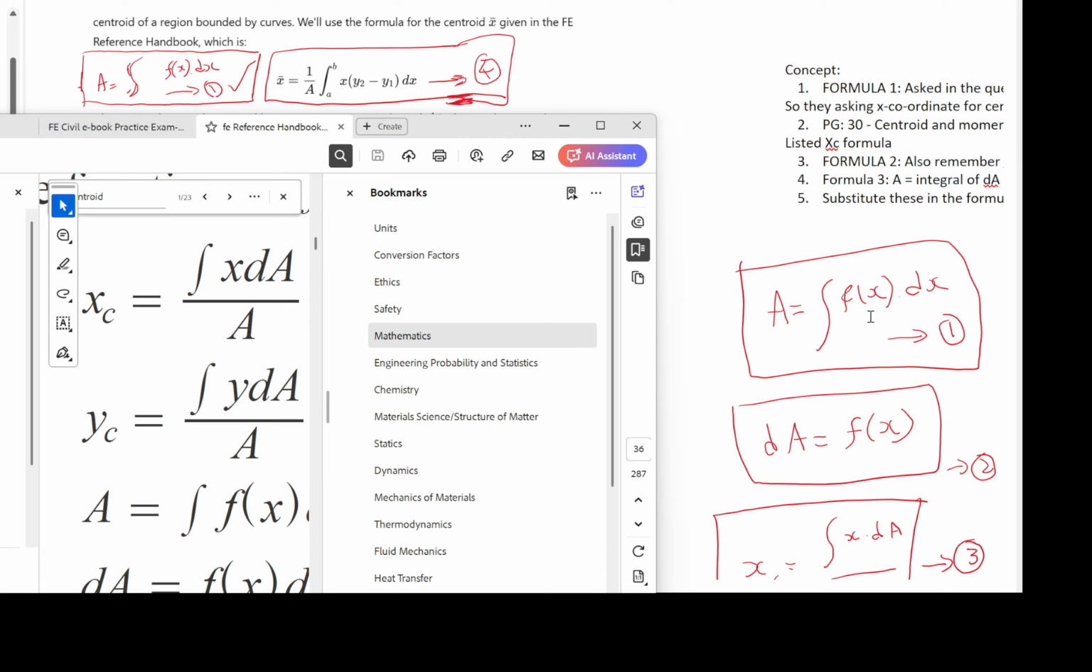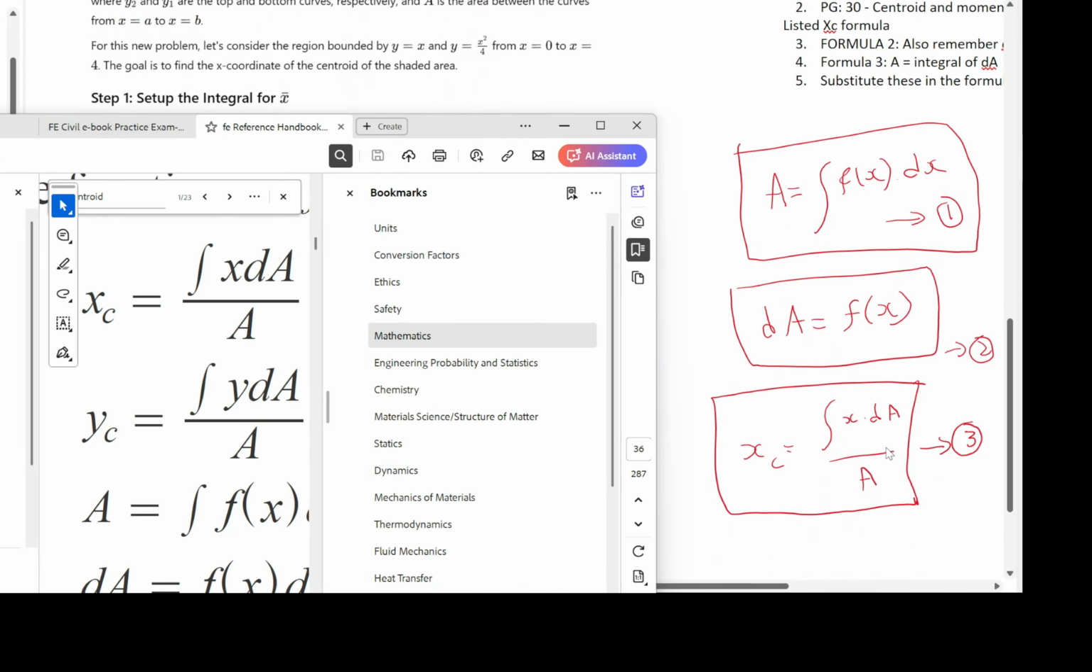So I am differentiating both sides of equation 1. By differentiating both sides, that is going to give me dA equals d by dx of the integral of f of x dx. D by dx and the integral cancel each other out, and dx will also be gone along with that, leaving only f of x. Simply put, dA is equal to f of x. Got it? And now I wrote down the x coordinate formula: x is equal to the integral of x times dA by A as my equation number 3. Now if I substitute this dA into this equation, I will be able to solve it and get closer to the x coordinate that we want.